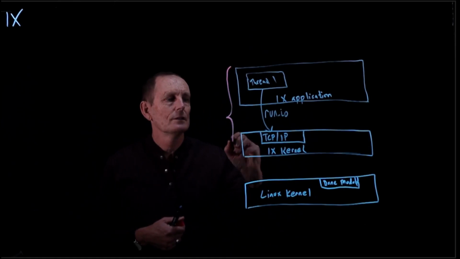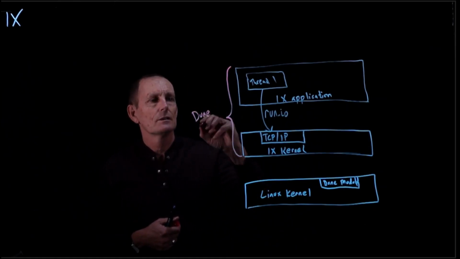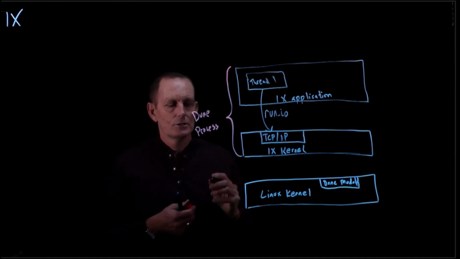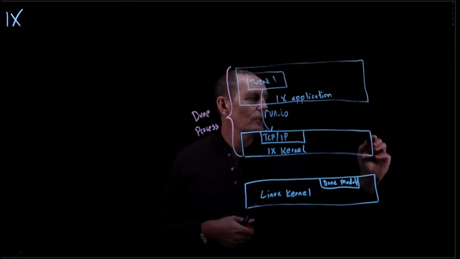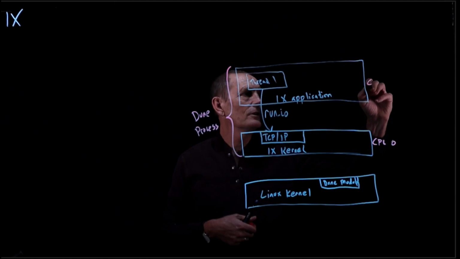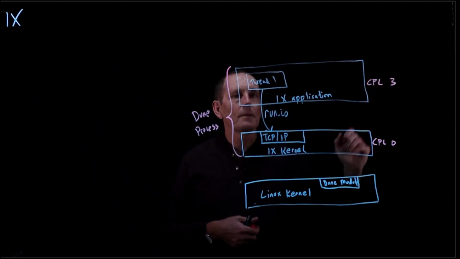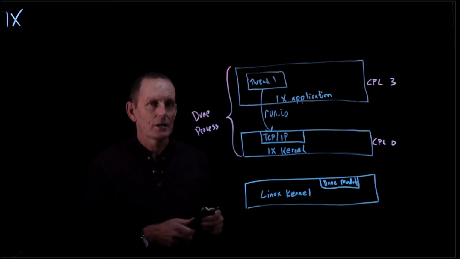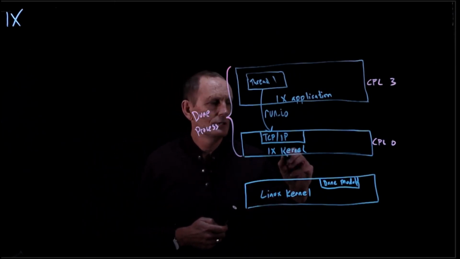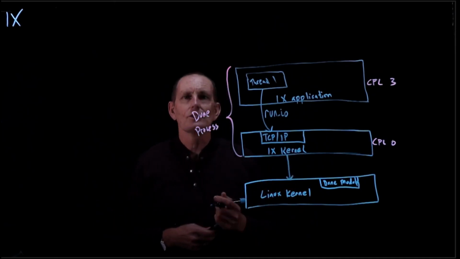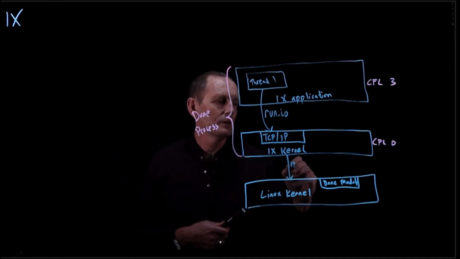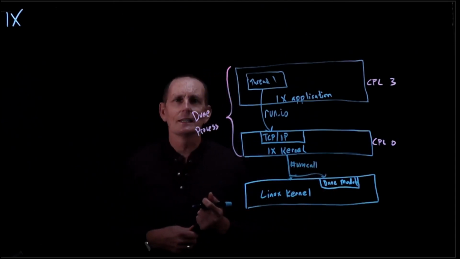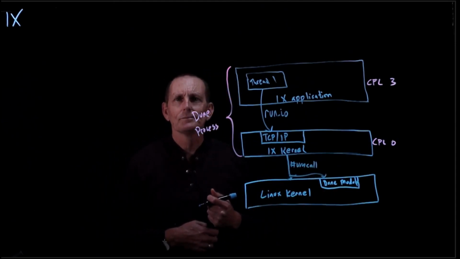This is a Dune process. So that we have the IX kernel running at CPL0 and the application running at CPL3. The IX kernel talks to the Linux kernel to do some things. How does it do that? It's going to be using a VM call. And I suppose we should really make this arrow go over into the Dune kernel, because it's the Dune kernel that's actually handling the VM call.